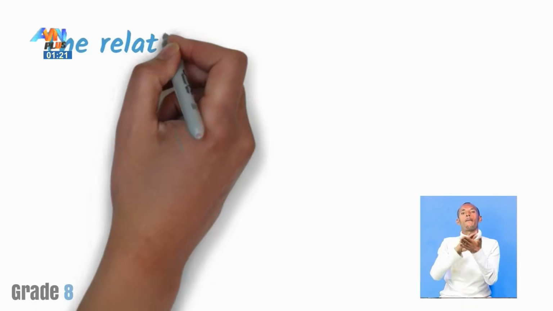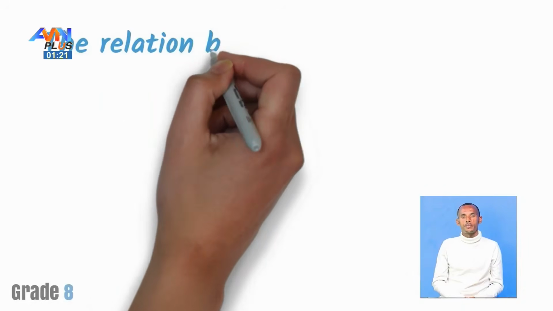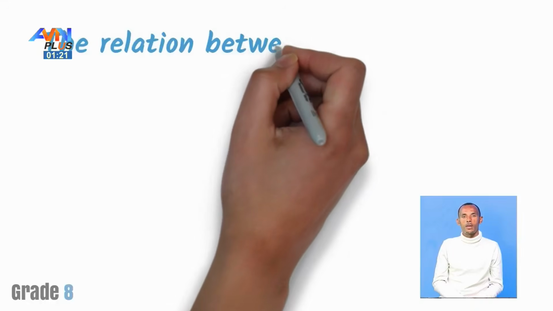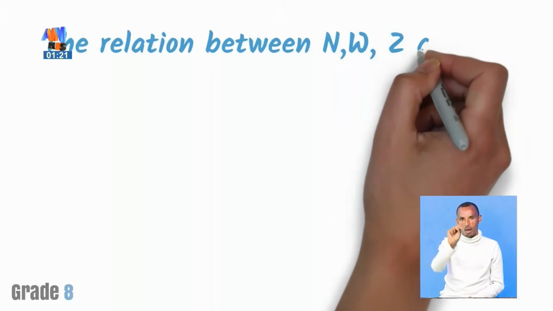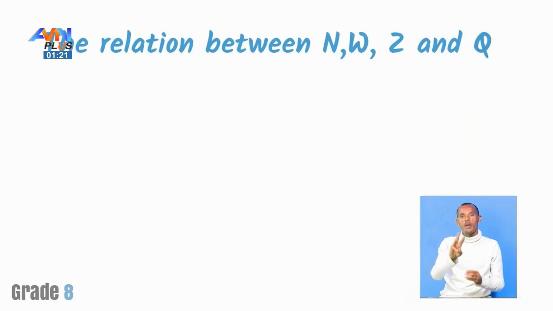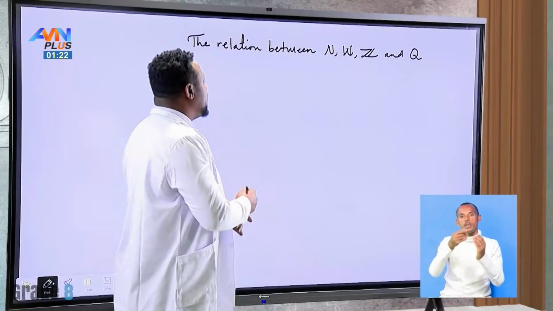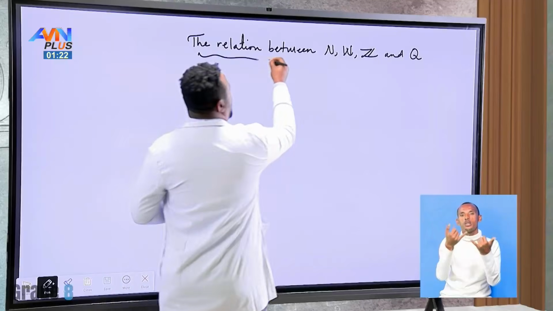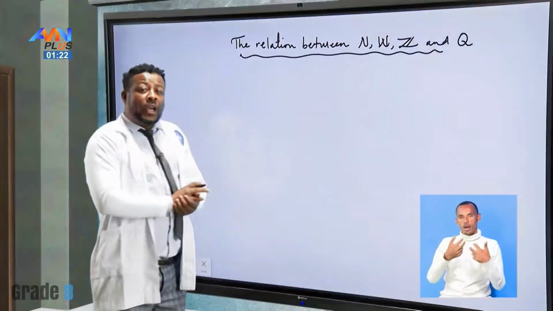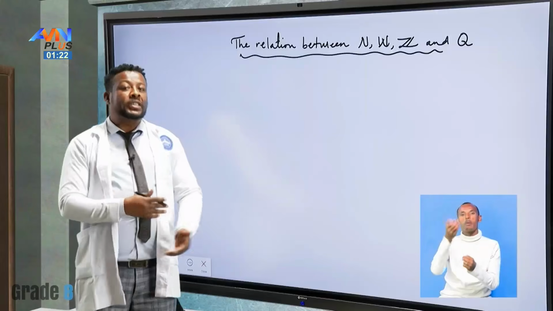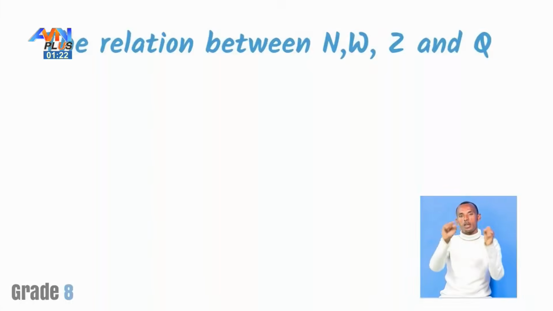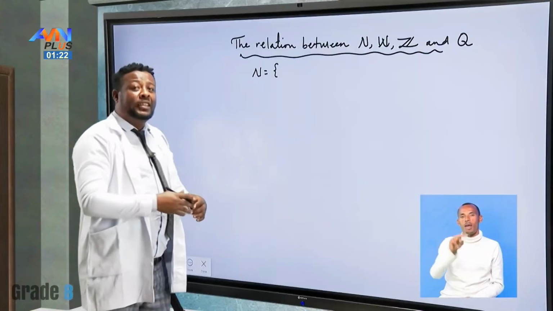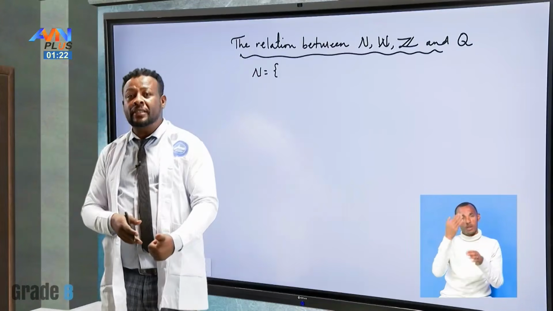The relation between natural number, whole number, integers, and rational number. Okay, so this is the first point of discussion for today. We have seen different number systems in our previous discussion. The first set of numbers is the set of natural numbers. Do you remember what numbers the set of natural numbers contains?